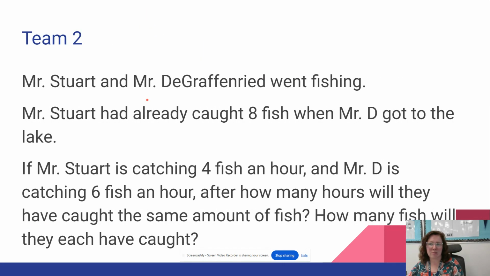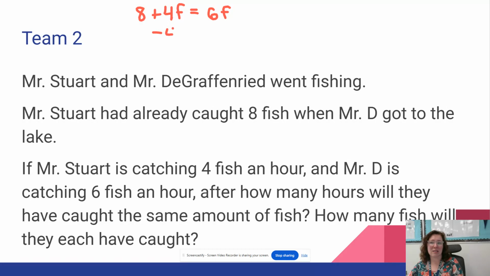Okay, the next team solved these. Mr. Stewart and Mr. DeGraff and Reed went fishing. Mr. Stewart already caught 8 fish when Mr. D got to the lake. If Mr. Stewart is catching 4 fish every hour, and Mr. D is catching 6 fish every hour, after how many hours will they have caught the same amount, and how much will that be? So this is kind of his head start, so Mr. D doesn't get a head start.